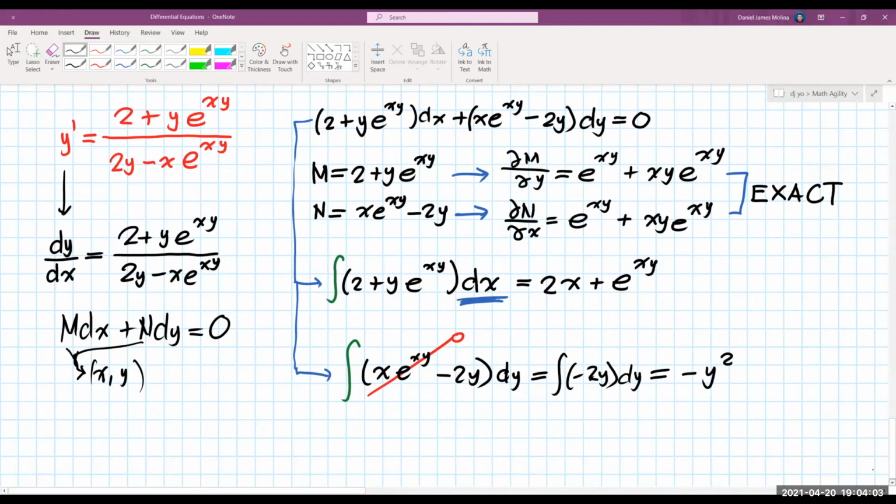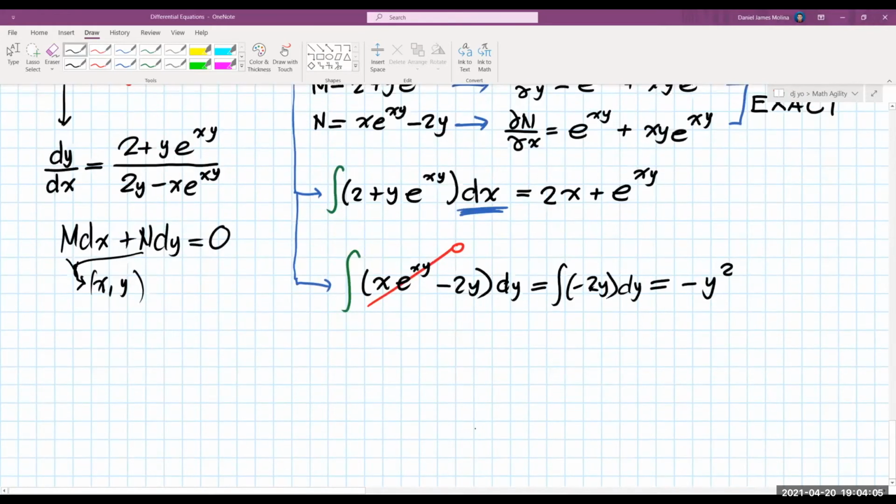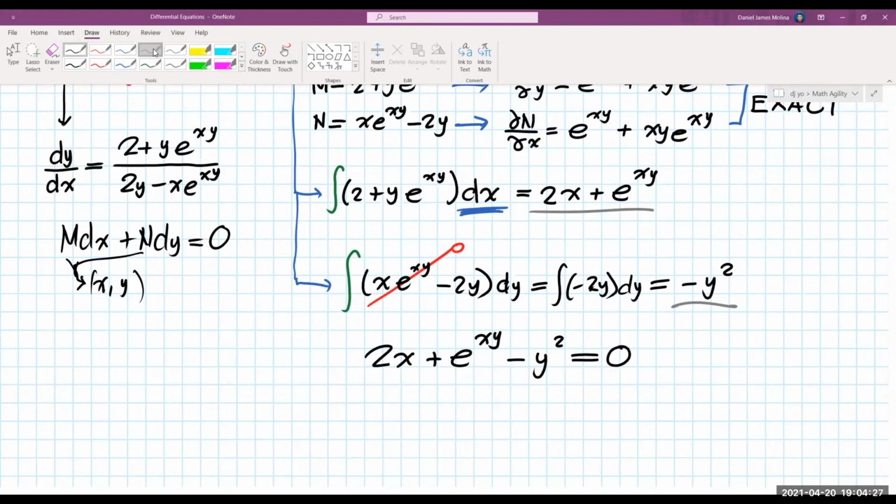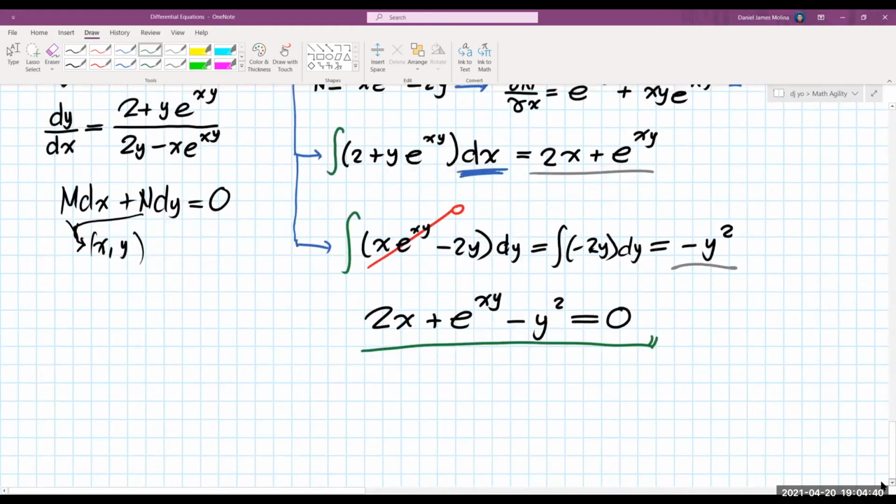For our general solution, we simply add the two results. That is 2x plus e raised to xy minus y squared, and this is equal to 0. So this will be our general solution. That's for exact differential equations. Let's proceed to the next problem.